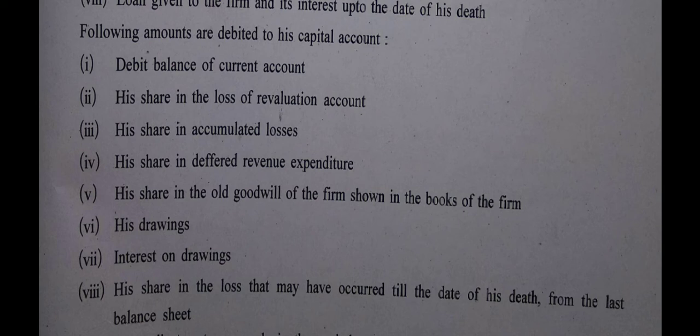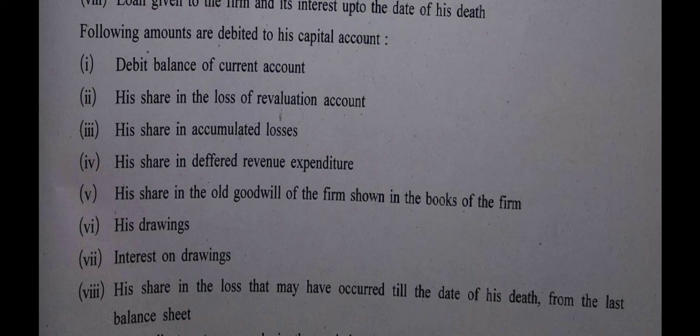His share in accumulated losses. Now what is accumulated loss? If you remember, while solving long sums in old balance sheet, and on debit side it is mentioned profit and loss account, that you are writing on debit side of partners' capital accounts. If you remember this. So this is the same point. His share in deferred revenue expenditure. This is also mentioned on asset side of a balance sheet. This will be applied practically in sum and it will be clear then. His share in the old goodwill.